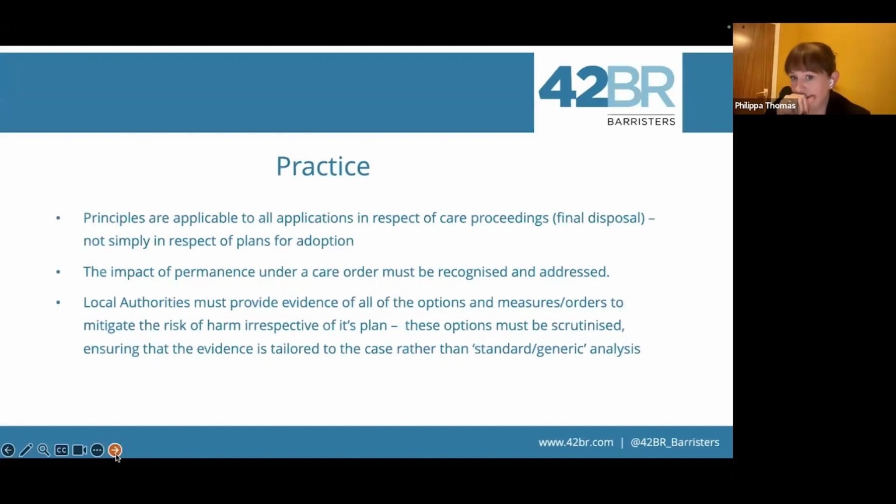So in practice, the principle applied to all applications in respect of care proceedings at final disposal, not just in respect of adoption. And the impact of permanence under a care order must be recognised and addressed. The local authorities must, and this isn't we don't agree with that, they must provide evidence of all the possible options and measures and possible orders to mitigate the risk of harm, irrespective of its plan. These options must be scrutinised, ensuring that the evidence is tailored to the case rather than the standard generic analysis.